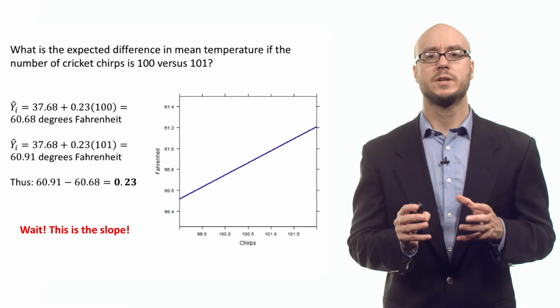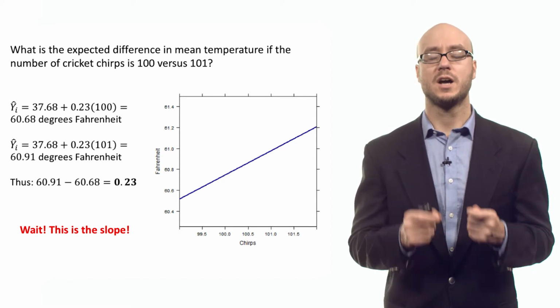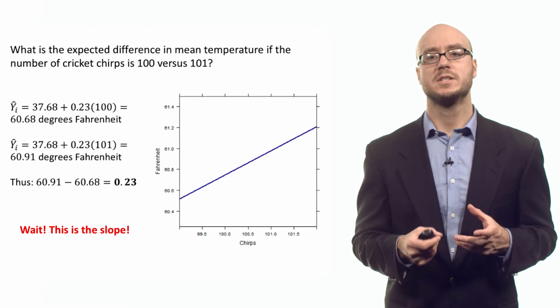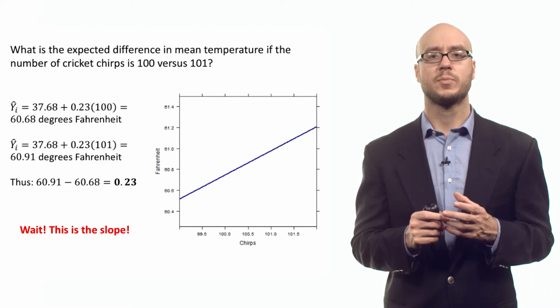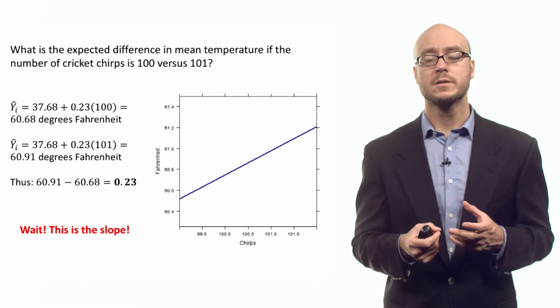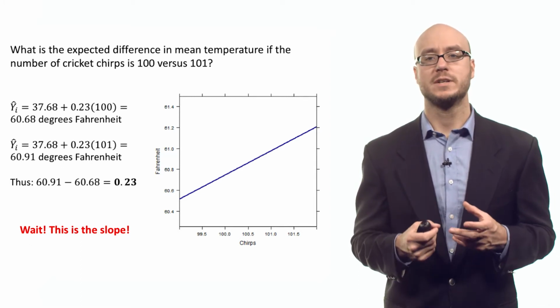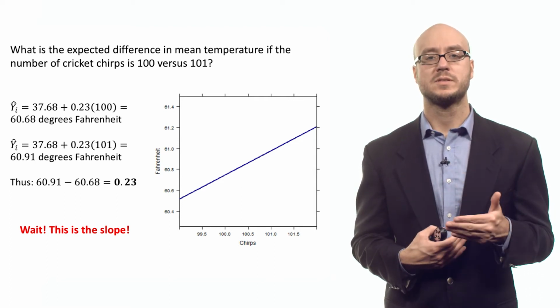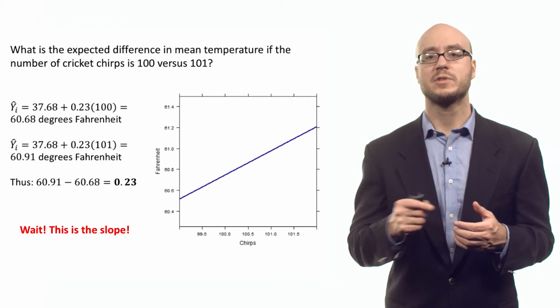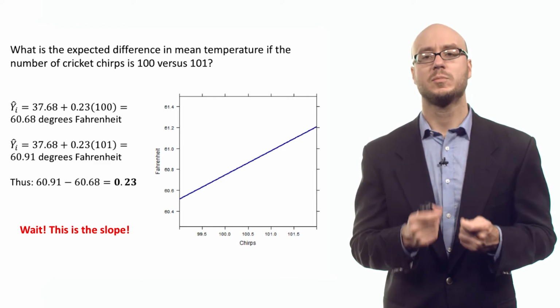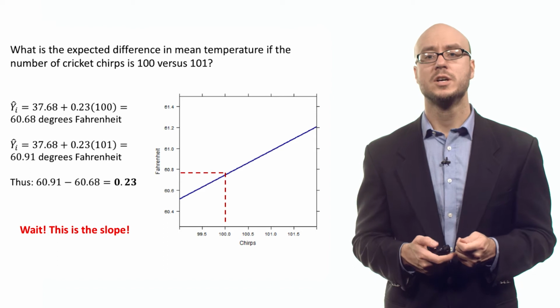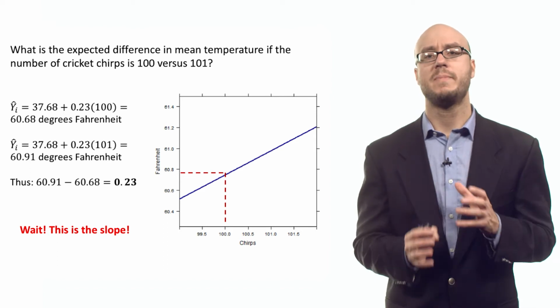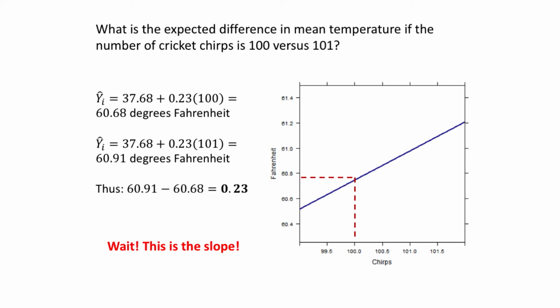So when x equals 100, when the number of cricket chirps per minute is 100, then we get 60.68 degrees Fahrenheit. When the number of cricket chirps per minute is 101, then we get 60.91 degrees Fahrenheit as the expected mean. The difference between these two values, if you take 60.91 and subtract out 60.68, you get 0.23. That is the slope. So the slope is really giving us the expected difference in the mean temperatures for a 1 unit difference in our x variable, right?